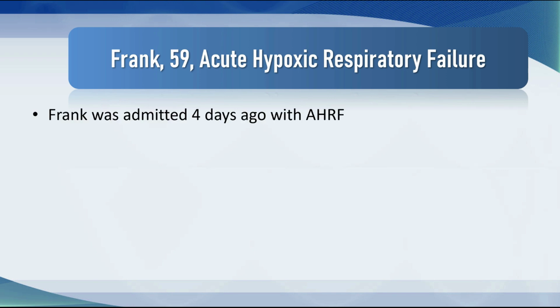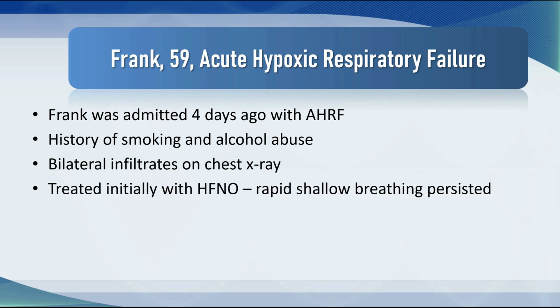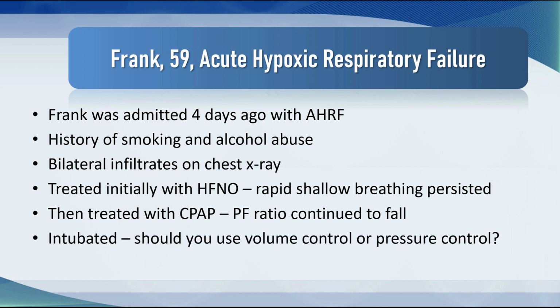Frank was admitted 4 days ago. He has a history of smoking and alcohol abuse. He has bilateral infiltrates in his chest x-ray. Initially, he was treated with high-flow nasal oxygen, but his rapid shallow breathing persisted. He was then treated with CPAP, but the PF ratio, that's the PaO2 divided by FiO2 ratio, continued to fall, so he was intubated. Now the question arises, well, what strategy for mechanical ventilation do you want to use here?